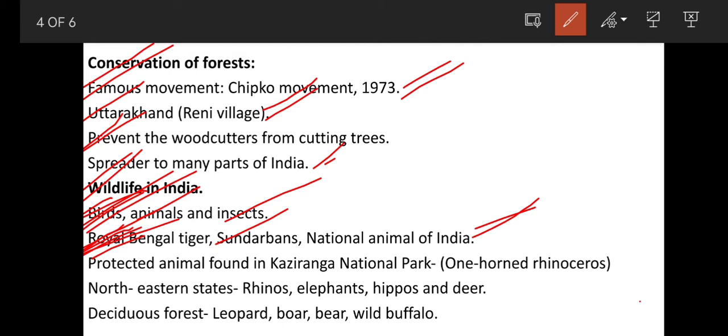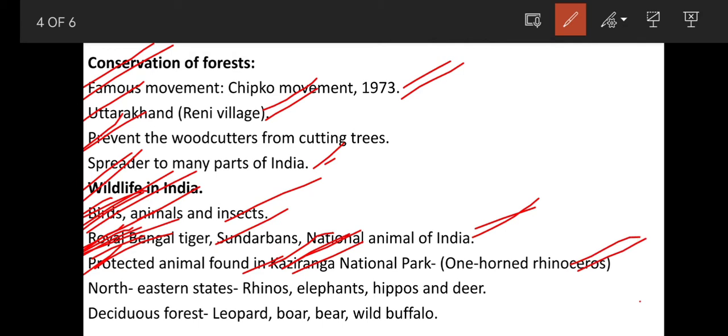And there is a protected animal found in Kaziranga National Park. There is a national park in our state Assam. The name of the national park is Kaziranga National Park. And the protected animal is the one-horned rhinoceros. Which is the protected animal found in Kaziranga National Park? The protected animal which is found in Kaziranga National Park is the one-horned rhinoceros.